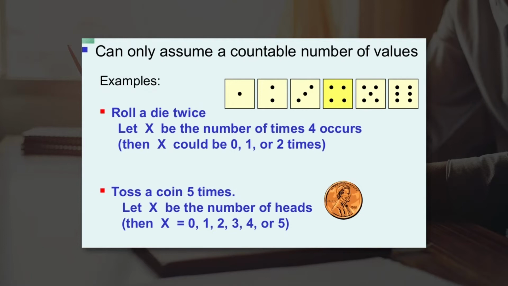We are emphasizing discrete probability distribution, and we start with an example: a variable that can only assume a countable number of values. For example, if you roll a die twice and let x be the number of times 4 occurs, then x could be 0, 1 or 2 times. If you toss a coin 5 times and let x be the number of heads, then x is equal to 0, 1, 2, 3, 4 or 5. This is called discrete probability distribution.